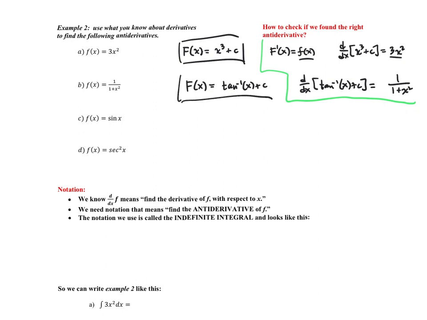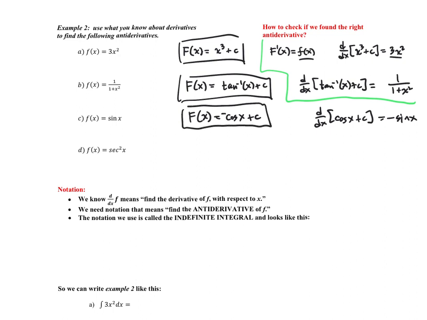So, for example, very common here in part C, someone will say that big F of x is going to be cosine of x plus c. And that's actually incorrect, because the derivative with respect to x of cosine x plus c is equal to negative sine x. So what I want to do is change the sign of cosine, and I get my antiderivative.